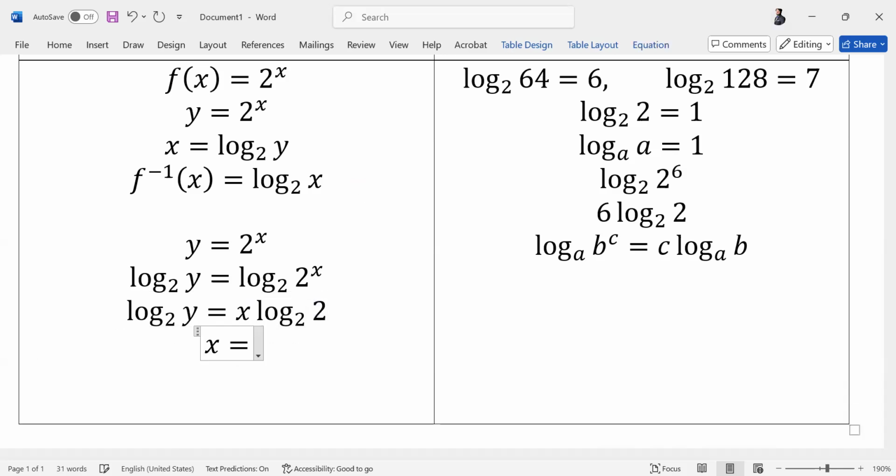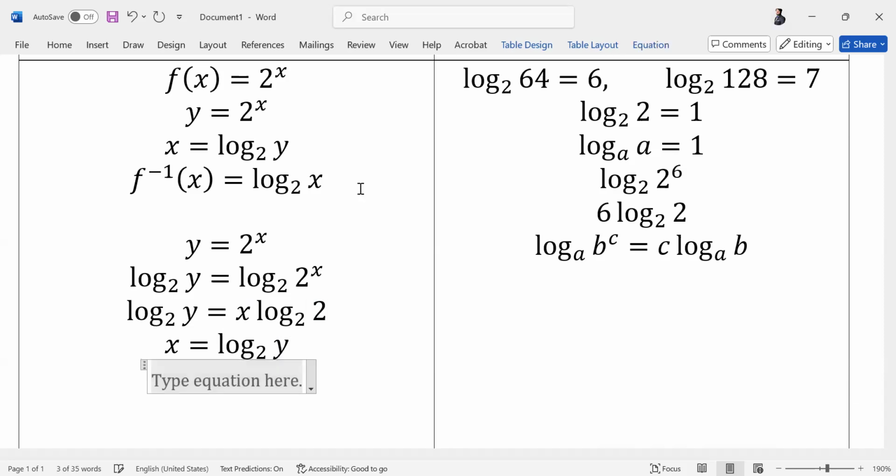Log 2 is 1. So now I can write that the inverse function will be... Is this clear? Make sense?